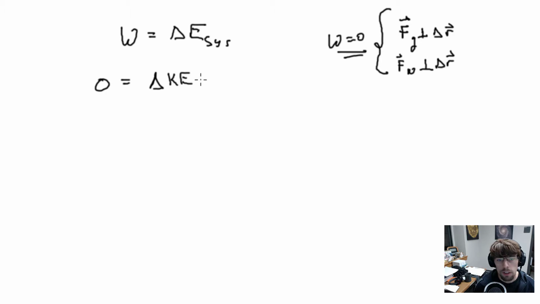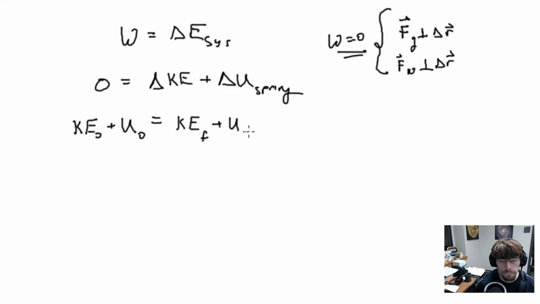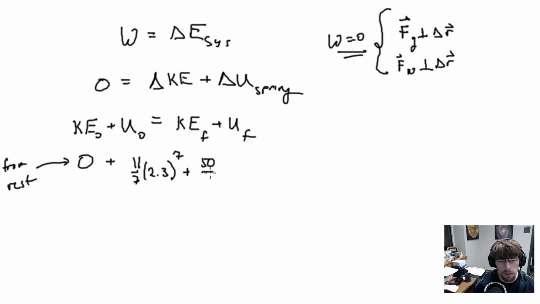We have our kinetic energy and our spring potential energy. Put spring here. We go at it. Because this is 0, we'll say that means that our initial must equal our final. We plug in our values. Here, we're from rest, so we'll say 0. And then we have this old rigmarole. So what we'd have to do is put in 11 sevenths times 2.3 to the seventh. So this is a lot of energy, right? Plus 50 over 6 times 2.3 to the sixth.